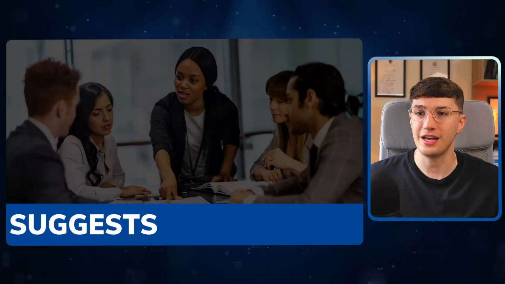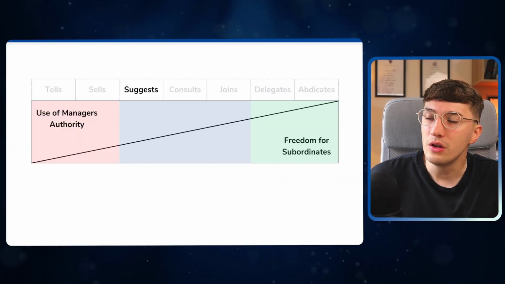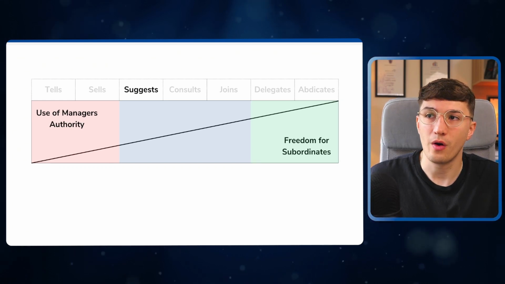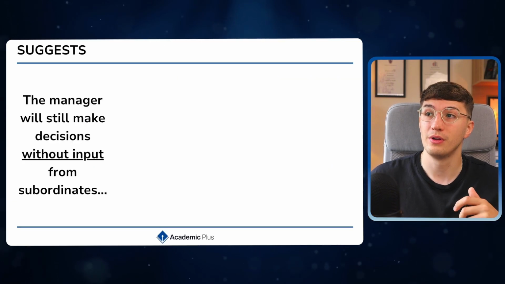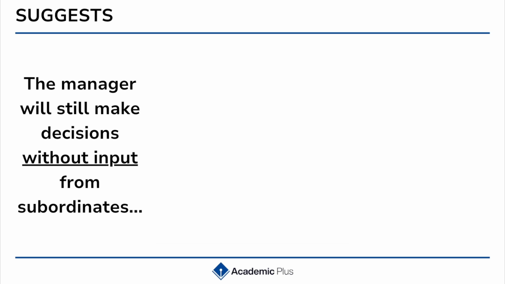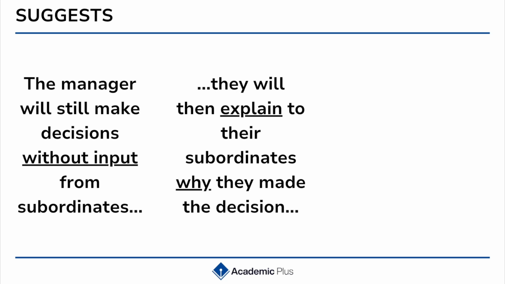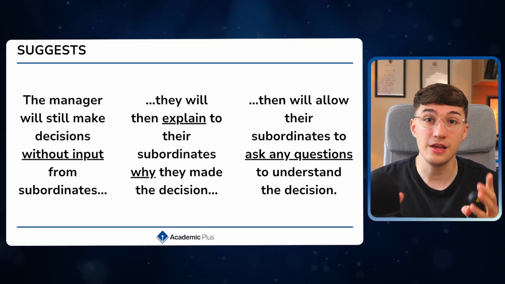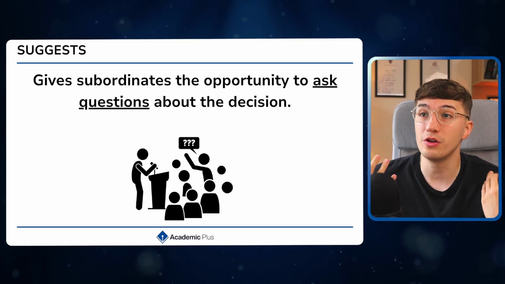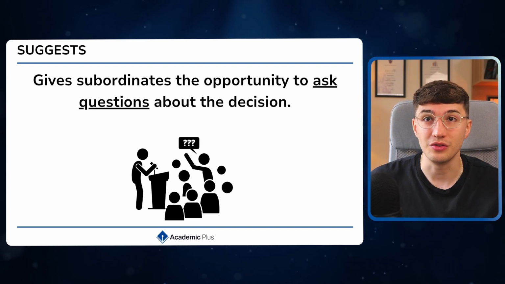The next section of our Tannenbaum Schmidt Continuum will be our suggest section. Now, this is where we're using a little bit less of our manager's authority, and we can start to see that there's a little bit more freedom for our subordinates to work with. So the manager will still make decisions without input from their subordinates, and will explain to their subordinates why they made the decision, but now they will allow their subordinates to ask any questions to understand the decision that is being made. And that's the important part, that we give subordinates the opportunity to ask any questions.